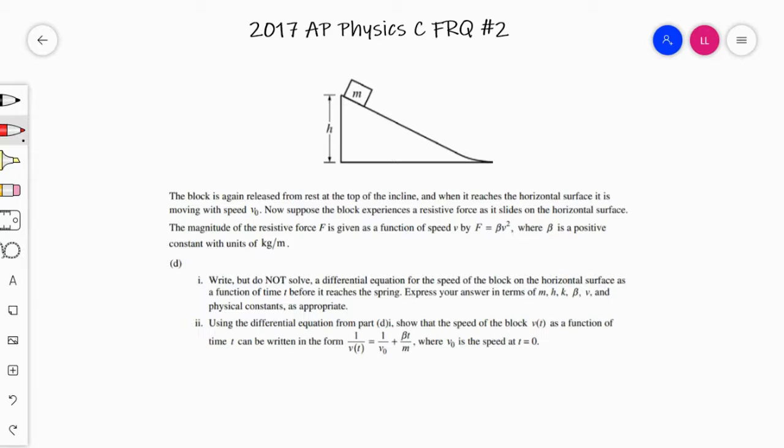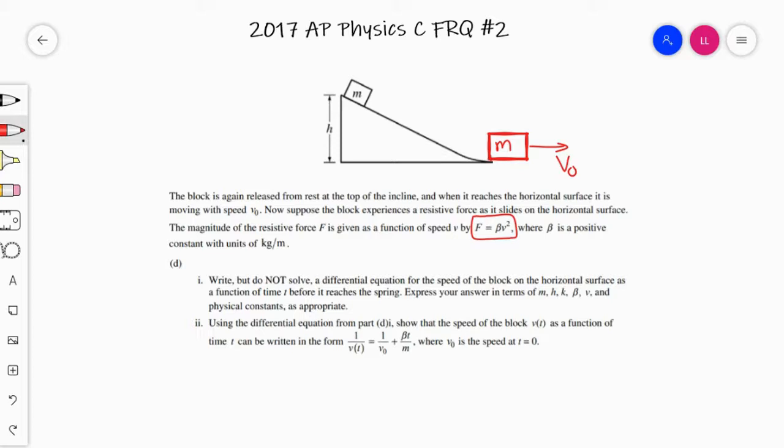Okay. So we've got this block being released from the top of an incline, reaches a horizontal surface, moving at a speed v0. We're looking at this point right down here. The block's going to be moving to the right with a speed of v0 once it encounters that horizontal surface. Now suppose the block experiences a resistive force as it slides on the horizontal surface. The magnitude of the resistive force is given as a function of speed: F equals beta v squared, where beta is a positive constant with the units of kilograms per meter.